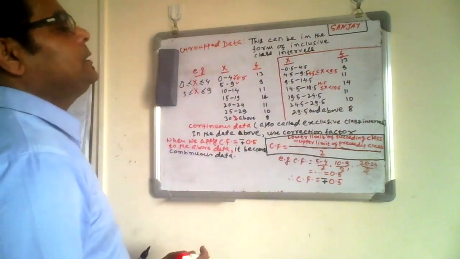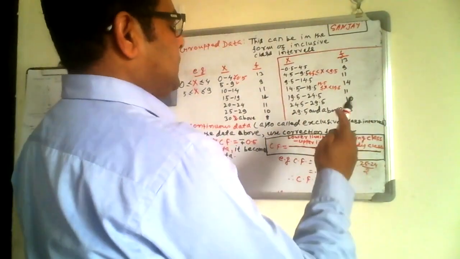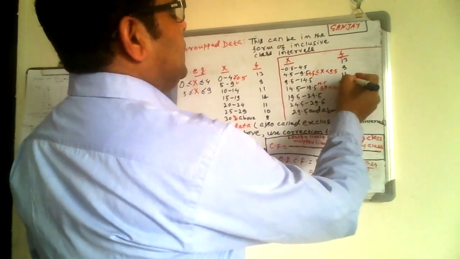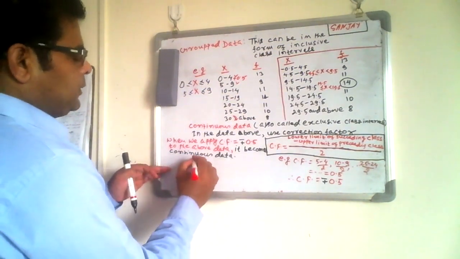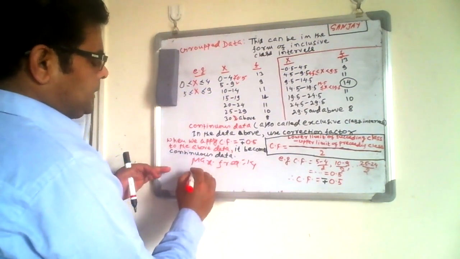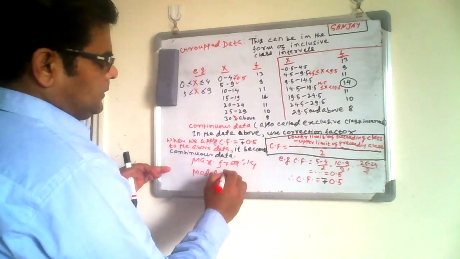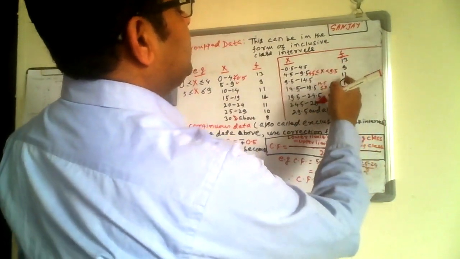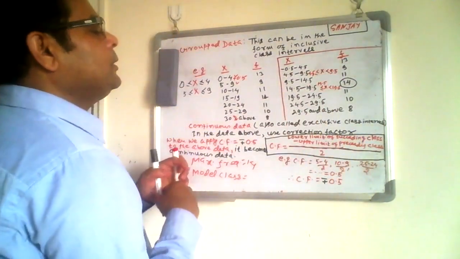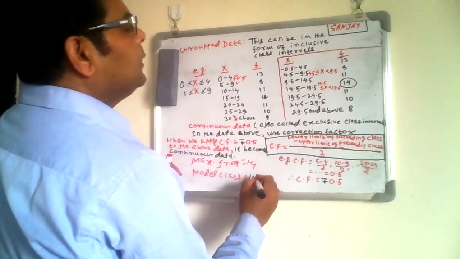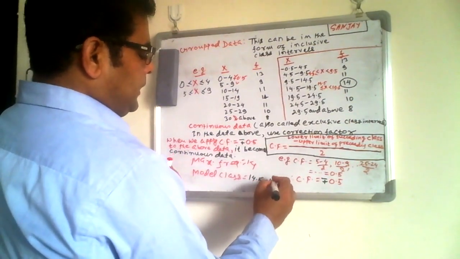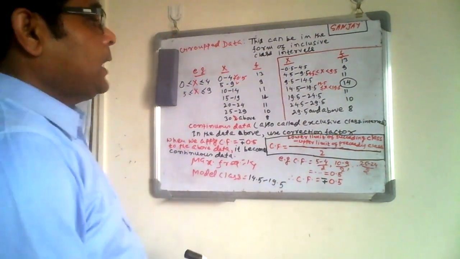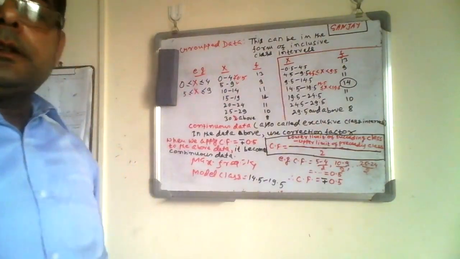So what you can see in this case, if you want to find the modal class, you can see 14 is the maximum frequency. So your maximum frequency is 14. Therefore you can say your modal class is corresponding to the maximum frequency, and the modal class is 1, 2, 3, 4, that is 14.5 to 19.5. So this is the feature of the grouped data as well as the continuous set of data.